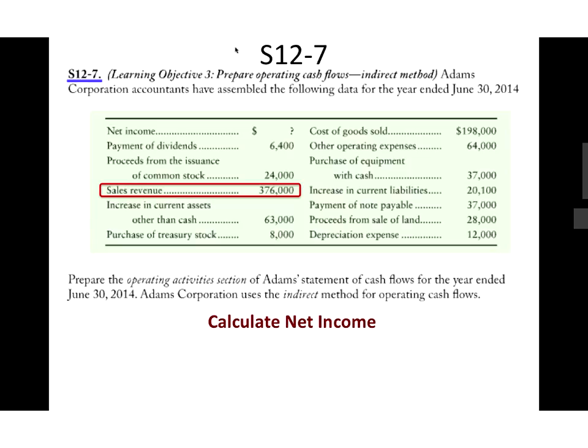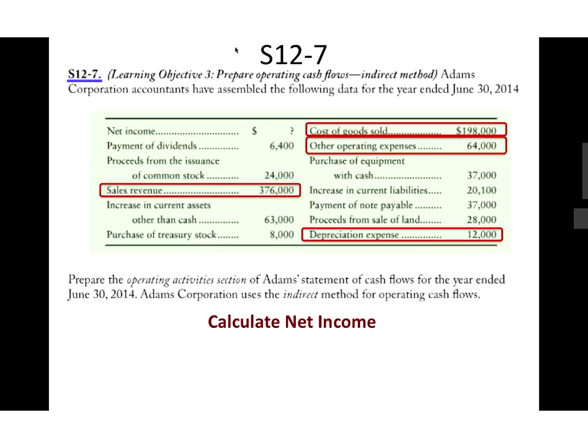So the first thing I see is sales revenue. Net income is revenues minus expenses, right? So we're going to take sales revenue. I'm going to subtract cost of goods sold. I'm going to subtract other operating expenses. And I'm going to subtract depreciation expense. So going through that list, that was every single item that would show up on the income statement.